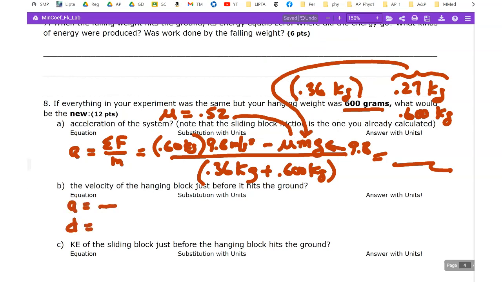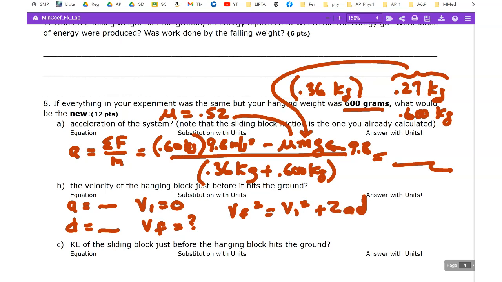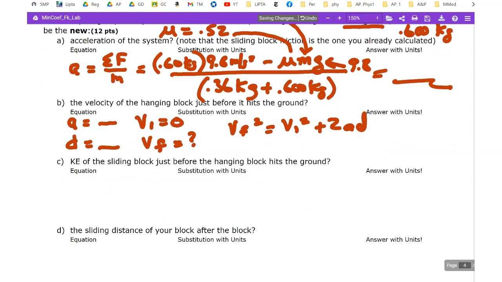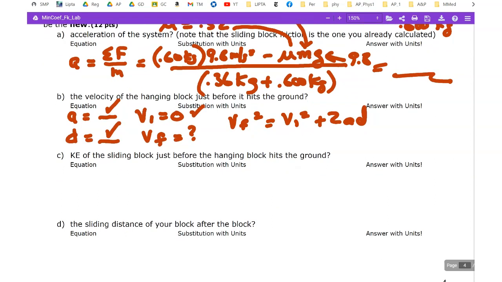You'll have that. And the initial velocity is 0, and what you want is the VF. And so we'll use VF squared equals VI squared plus 2AD. So you've got this from the question above. You have this from the table. Everybody's VI equals 0, and then you solve.